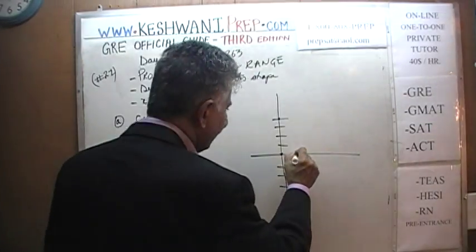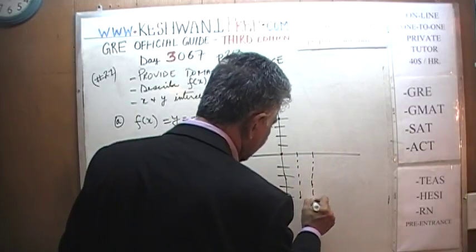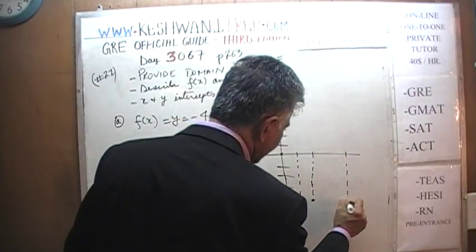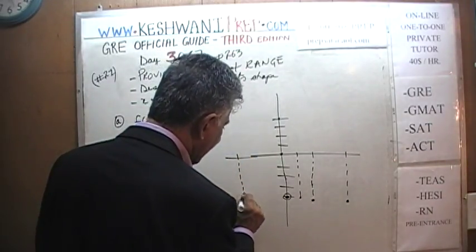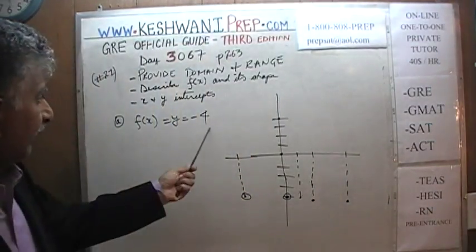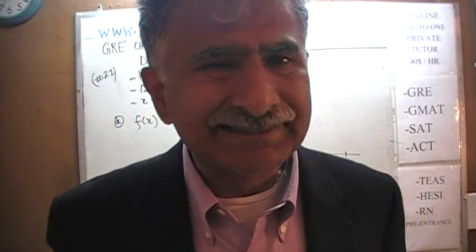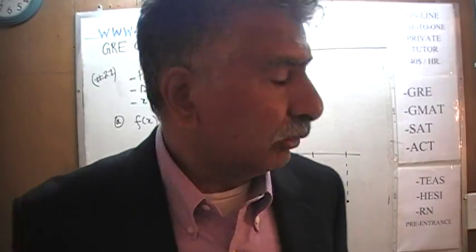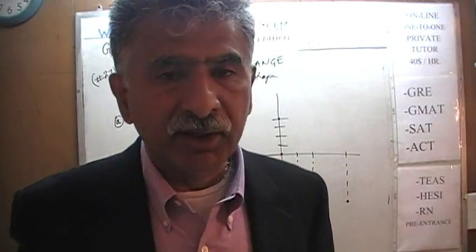When x is 1, y is negative 4. When x is 2, y is negative 4. When x is 5, y is negative 4. When x is negative 7, y is negative 4. Why? Because x doesn't appear here. The value of x has nothing to do with the y. Y does not depend on x, because there is no x in the function. It's a constant function. Y simply equals negative 4.